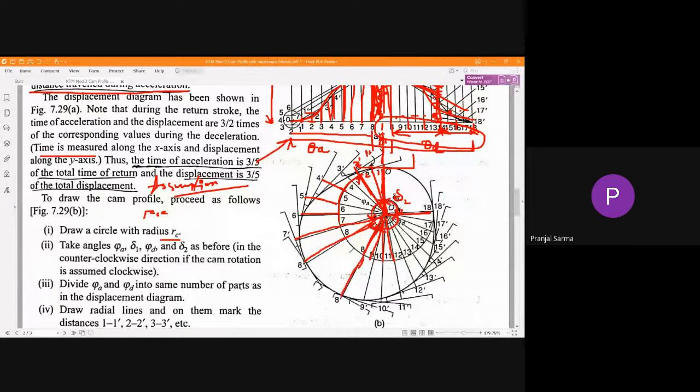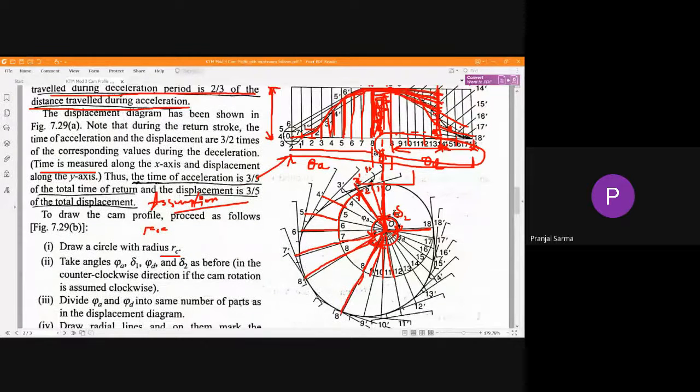Okay, so after that, similarly, from the return stroke you have to measure this distance and this distance. This first distance you will measure, and correspondingly you will extend from that particular division, 9 dash, 10 dash, 11 dash, etc., up to 18 dash that you will do. Okay, this is the next step.